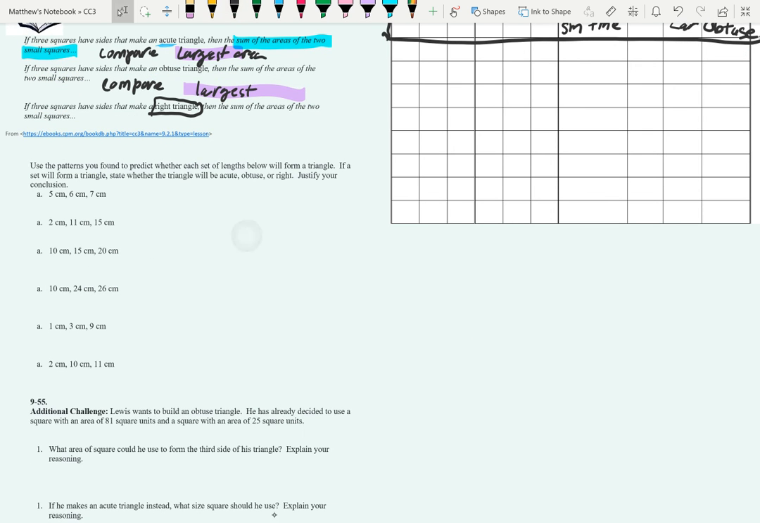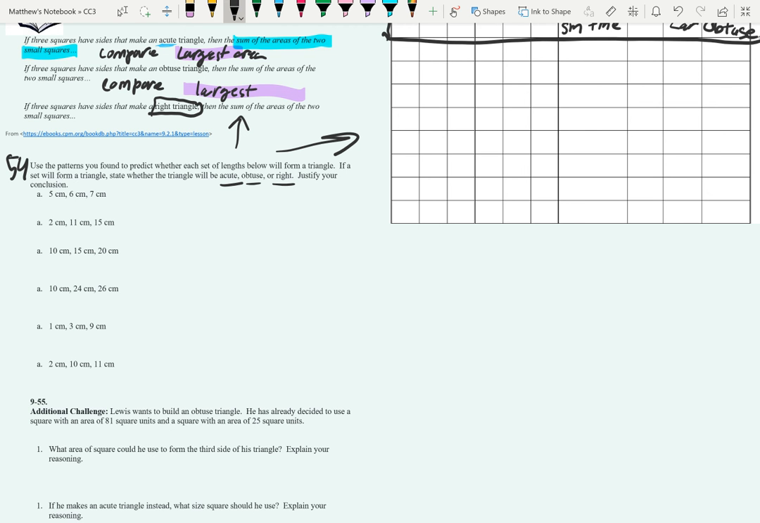All right, then you're going to move down here to problem 54. And this is all about using the patterns that you found, again, in this table up here, to predict whether each set of lengths below will form a triangle. If a set will form a triangle, we're going to state whether the triangle will be acute, obtuse, or right. So using the table, using your learning log, this is going to help you come up with an answer and justify your conclusion.